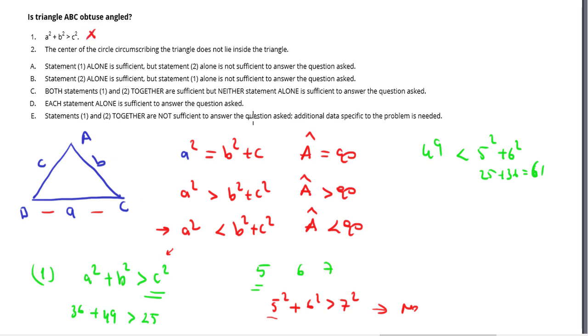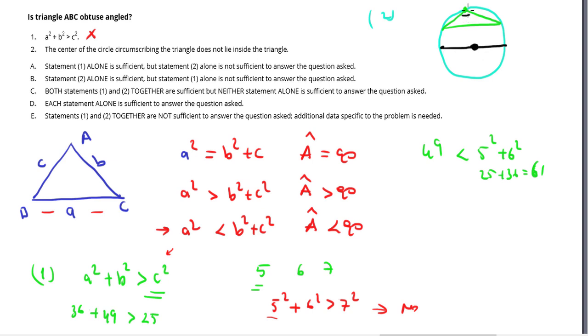How about statement 2? The center of the circle circumscribing the triangle does not lie inside the triangle. So we have a circle circumscribing the triangle. That means all the vertices are on the circumference. So it might be this way. So let's say this is the diameter and center of the circle.